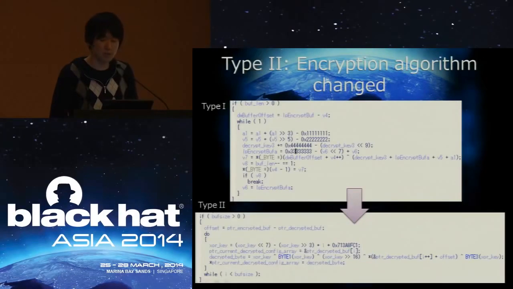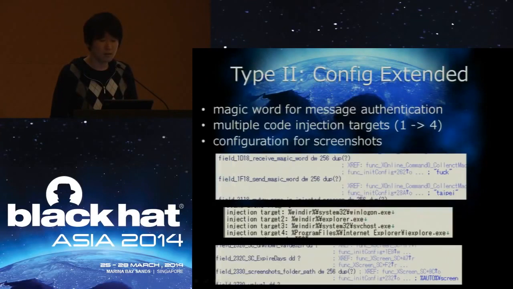Type 2 has changed its encryption algorithm like this. The type 2 config structure is extended from type 1. Type 2 checks a magic word in the config when sending and receiving packets. The objective may be authentication or target identification. Furthermore, the type 2 config holds multiple injection targets. The configuration for screenshots is also added.